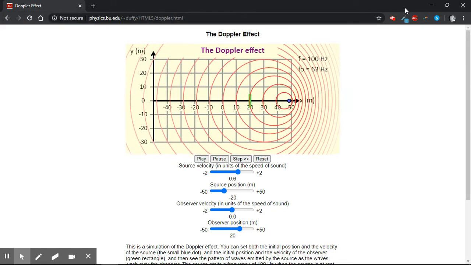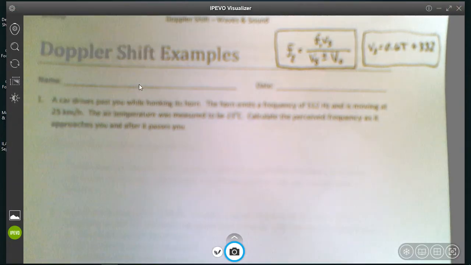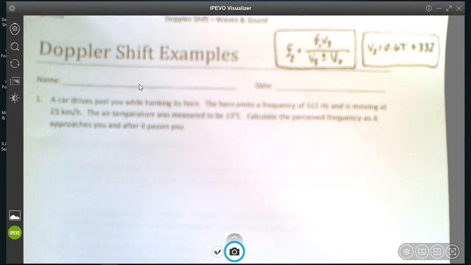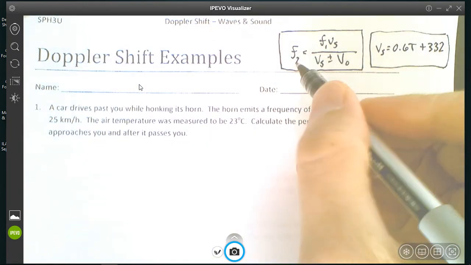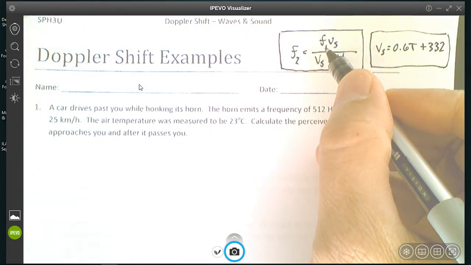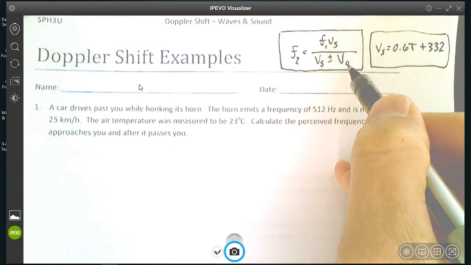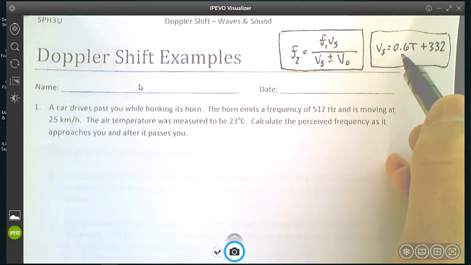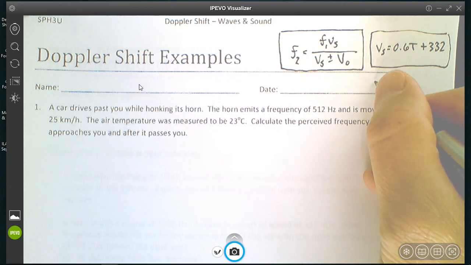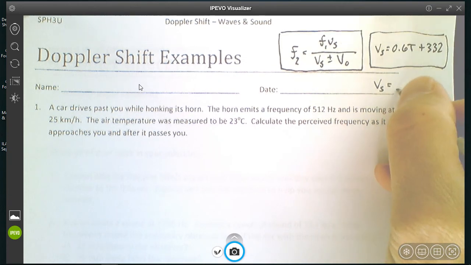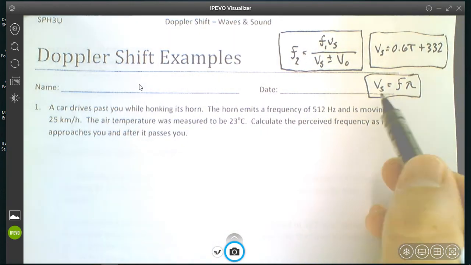Okay, let's give it a shot. All right, here are, oh, that's a little bit fuzzy. All right, Doppler shift examples. You can follow along in your sheet. The perceived frequency, we did this derivation before, is the emitting frequency times the speed of sound over the speed of sound plus or minus the speed of the object. And the speed of sound is 0.6t plus 332. And also, we know that the speed of the wave is frequency times the wavelength, the universal wave equation that works for all waves, even light.